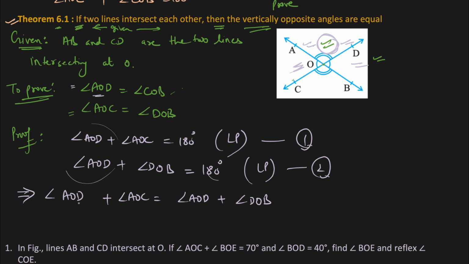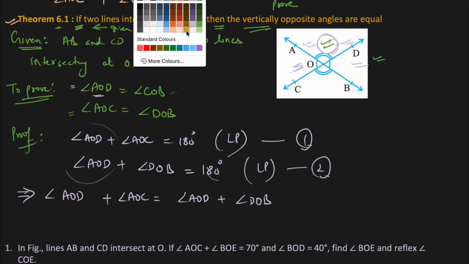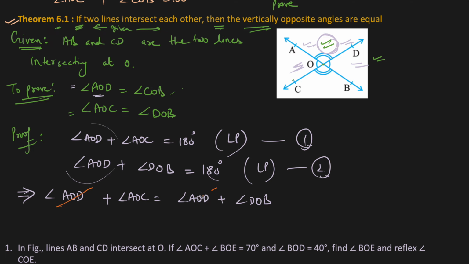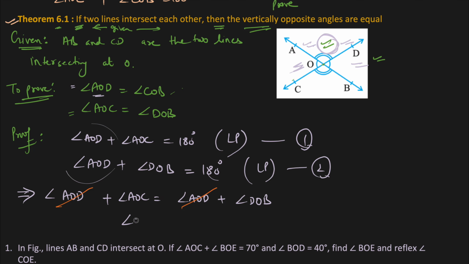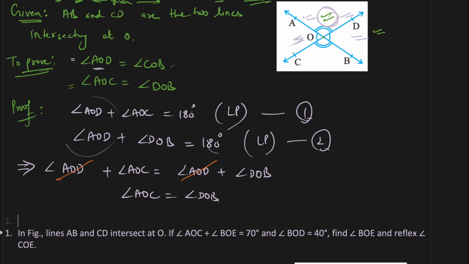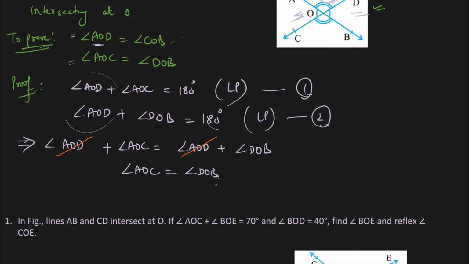What is common over here? AOD is coming on both sides, so let's cancel that out. AOD same, I cancelled it out. So what is left over here? That AOC equals DOB. We got one part, right? So what I'll do is I'll just say AOC equals DOB.